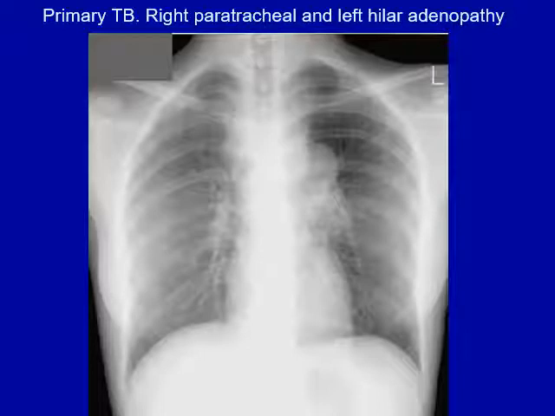One presentation of primary TB is paratracheal or hilar lymphadenopathy. This is the hilar, mainly. This is the paratracheal. Paratracheal is on the right side and the left is hilar. So this left hilar is more prominent. This could be due to malignancy, but mainly this is due to TB.